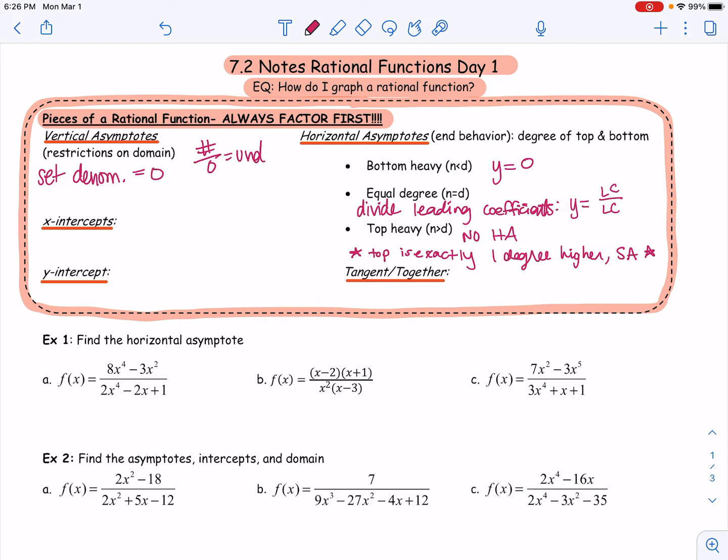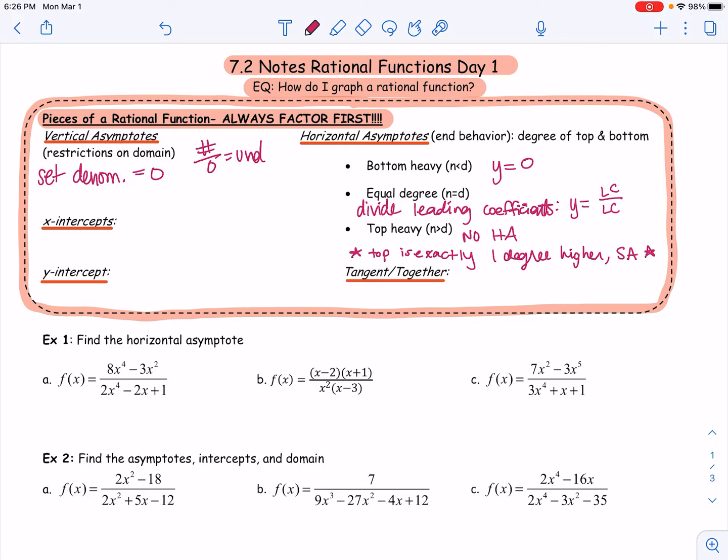Okay, so instead of it being horizontal on a graph, it would be slanted. Pretty cool. We're going to talk about how to get those slant asymptotes, like I said, in 7.3, which is just an extension of what we're doing today. But for today's purpose, if it's top heavy, we just say no horizontal asymptote. So 3 things there. Bottom heavy, J Lo, y equals 0. Equal degree, you're going to divide the leading coefficients by each other, and that is your horizontal asymptote. And if it's top heavy, it doesn't have a horizontal asymptote.